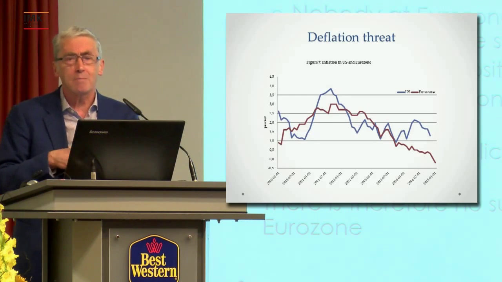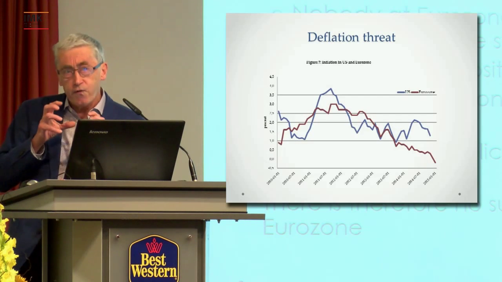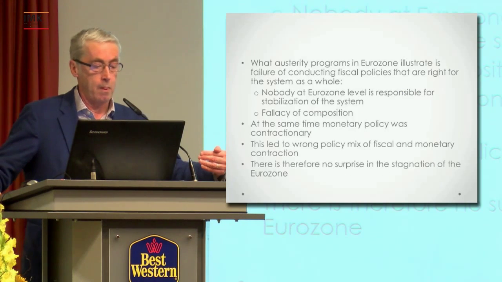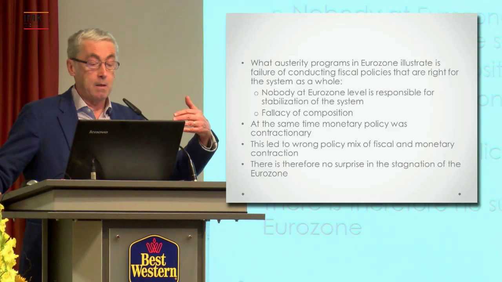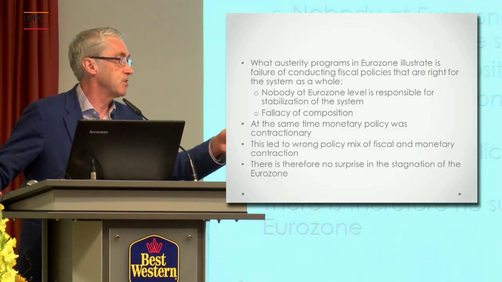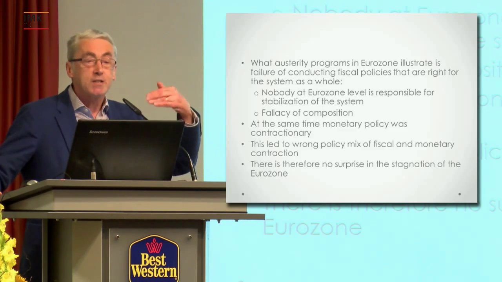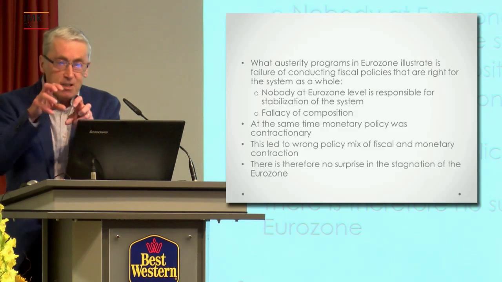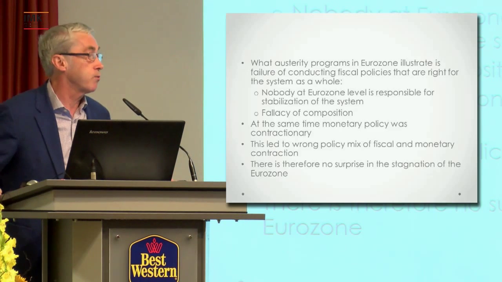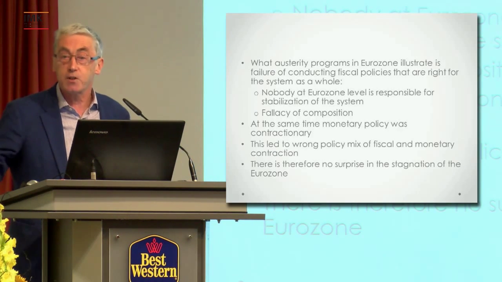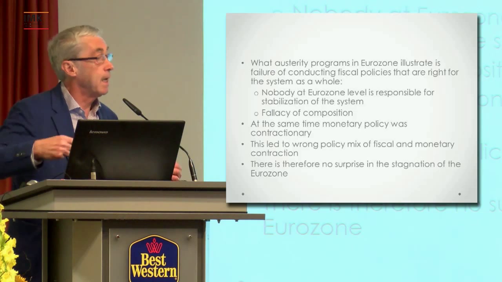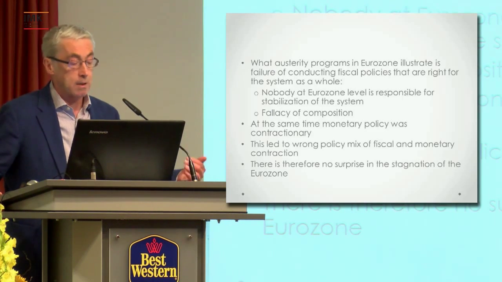What this austerity program in the Eurozone illustrates is a failure to conduct fiscal policies that are right for the system as a whole. Nobody at the Eurozone level feels responsible for stabilization of the system. It's all one country affairs. So there is a typical fallacy of composition. You look at individual countries, right? And nobody is responsible for the system as a whole. And ask the question, are we having the right fiscal policies for the Eurozone as a whole? If someone had the responsibility and the power to do so, chances are that they would do something different.